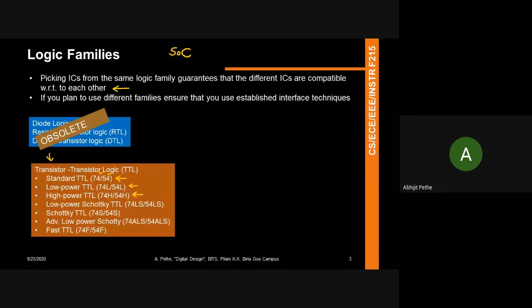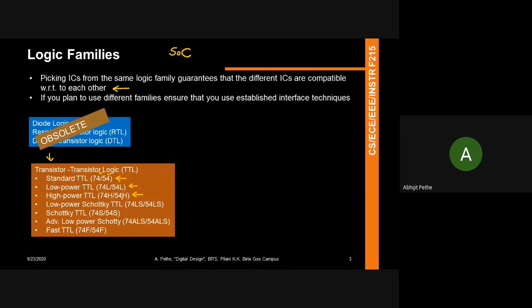So therefore, speed and power generally go in opposite directions. So many times in electronics, you'll see that the electronic manufacturer will give you a slew of options. He'll say, okay, you have this low power option, you have a high power option, and you have a standard option. Pick and choose depending on what you want to do.